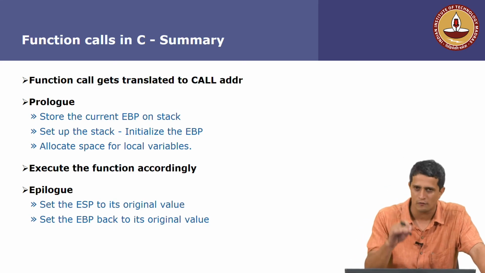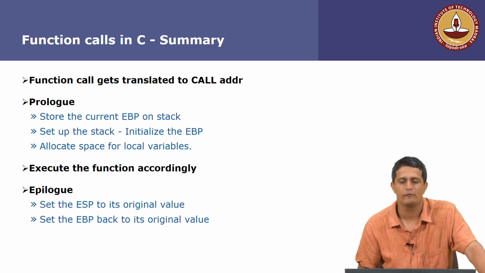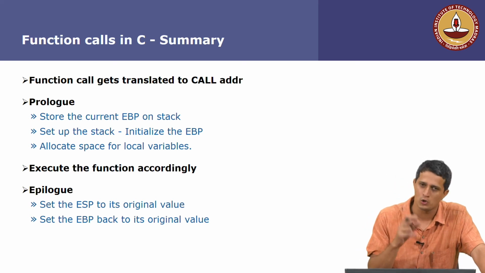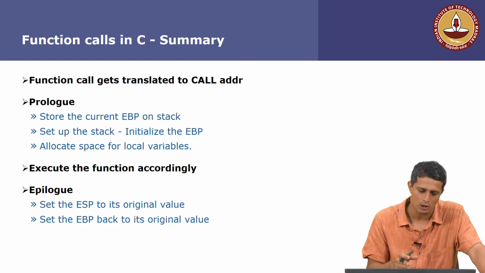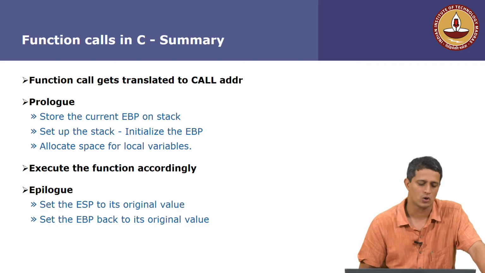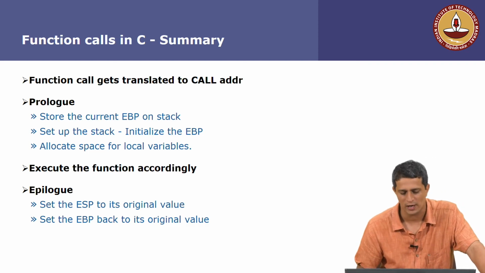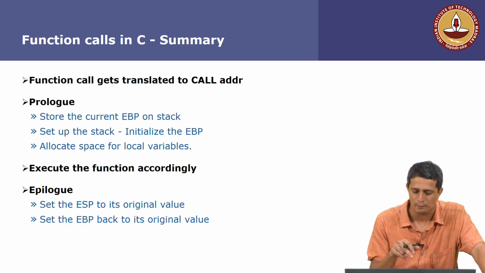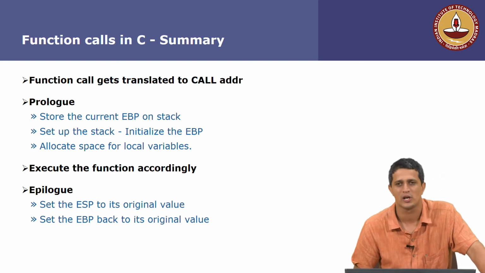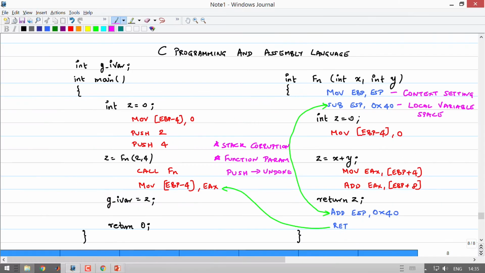Then you execute the function according to whatever its instructions are, and before you exit that function you have to undo the operations of the prologue, and that is known as an epilogue. So what is the epilogue? It is basically setting the ESP to its original value and setting the EBP back to its original value before exiting that function. So how did we fix these particular problems?